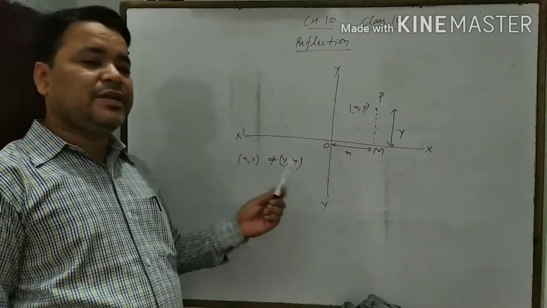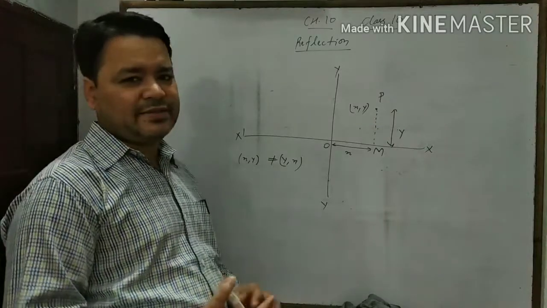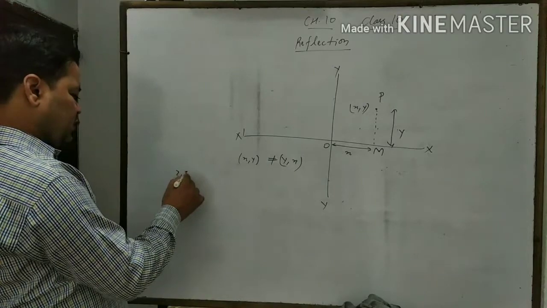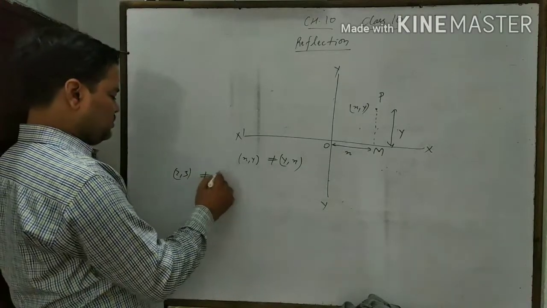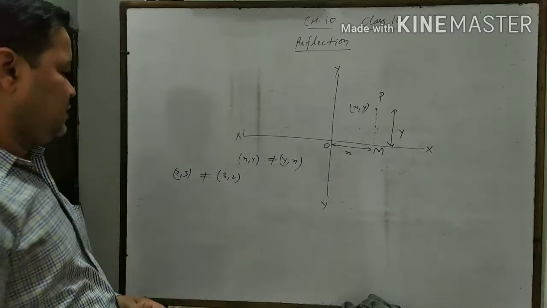This is the meaning of ordered pair, that (x, y) is not equal to (y, x). Ordered pair means, here, (2, 3). The position is very, very special. (2, 3) is not equal to (3, 2). Position is a very, very important thing.